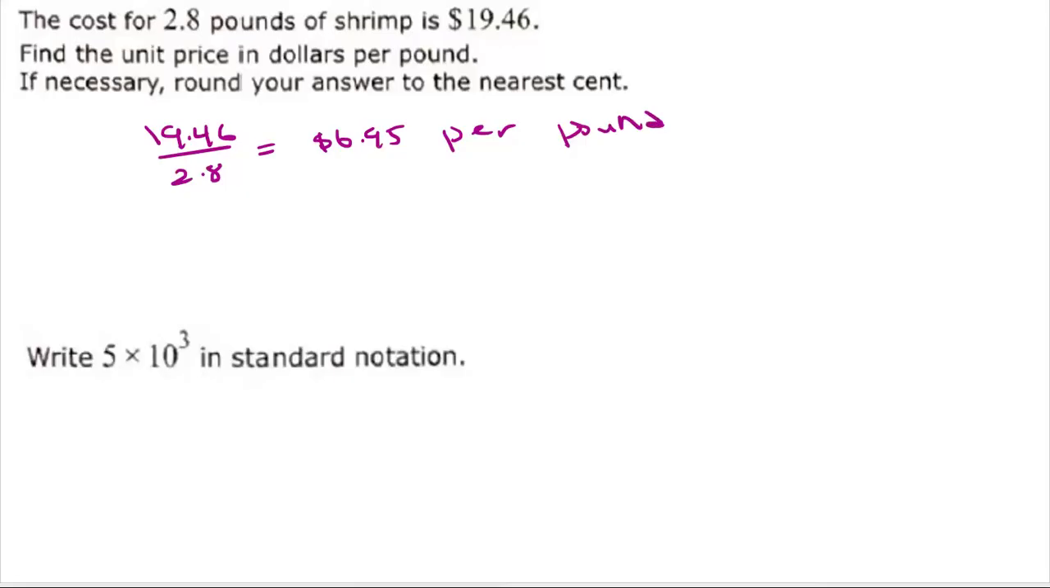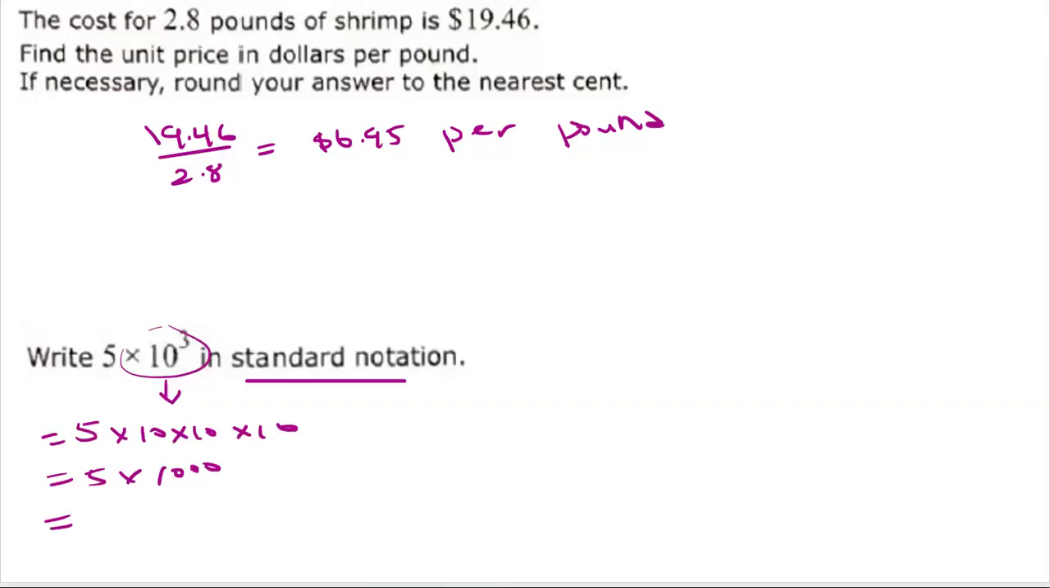Okay. The second one here is in scientific notation, and we want it in standard notation. So that means we shouldn't have times 10 to the third, no powers, nothing being raised to. So remember, this is telling me that 10 is written 3 times. So it's going to be 5 times 10 times 10 times 10, or 5 times 1,000, which is 5,000.